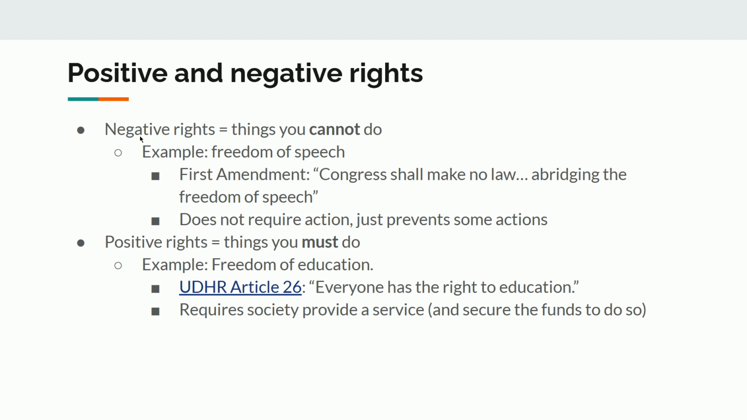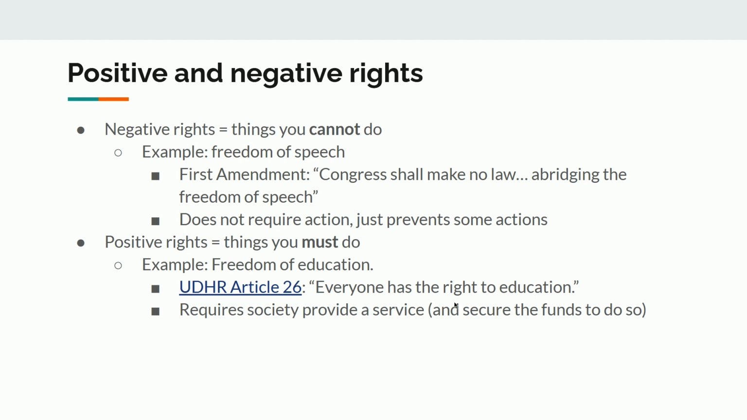So, for example, in the UDHR, Article 26, we said earlier, right to education. Everyone has a right to education. Everyone has a right to health care. That's Article 25. And these rights are not negative rights. They're not a restriction against doing something. They're positive rights. They're a requirement that society does something. So the social system is required to provide this kind of service, required to provide education.